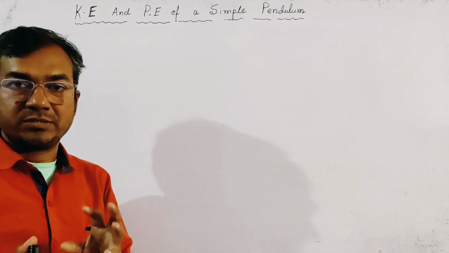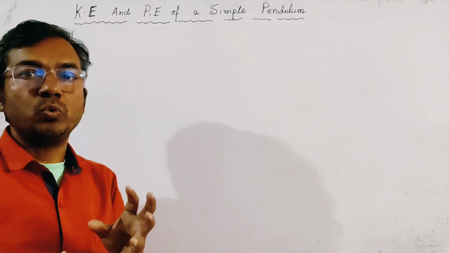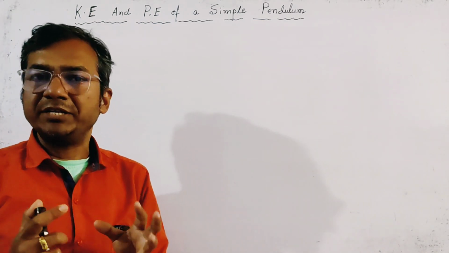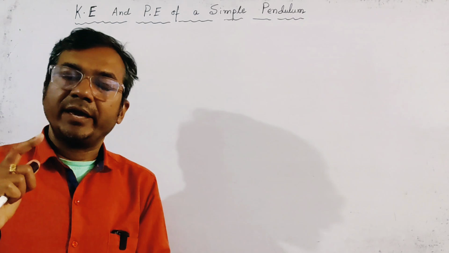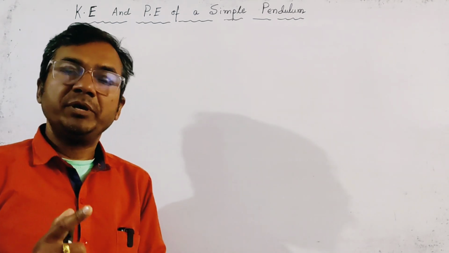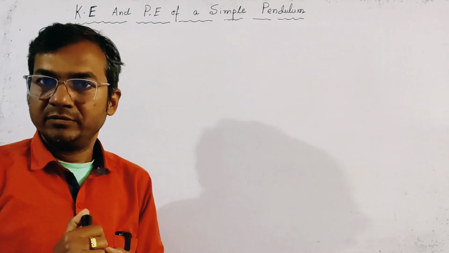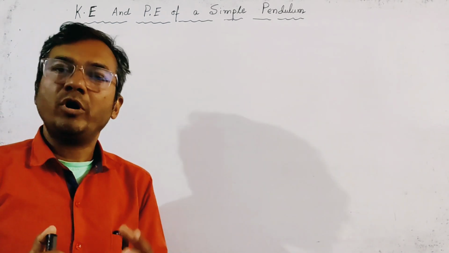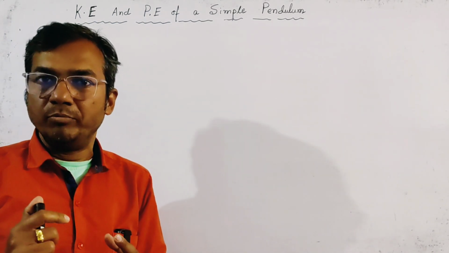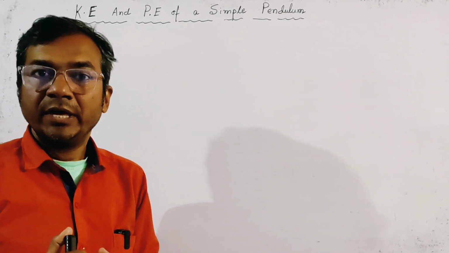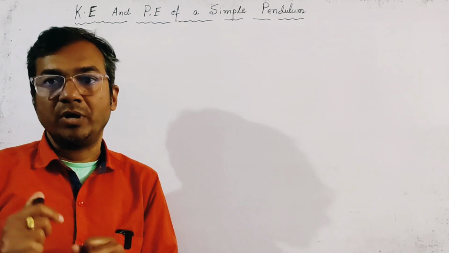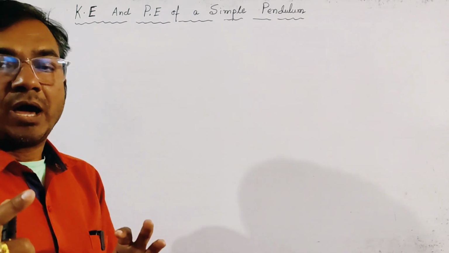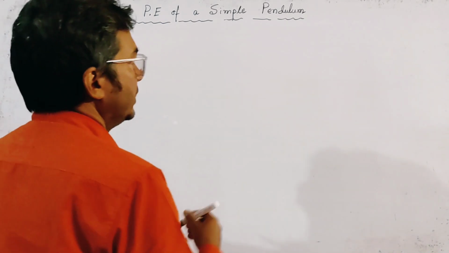If a heavy mass is attached to one end of a light string, and the other end of this string is fixed in the vertical plane, then the motion of the heavy mass, generally called the bob of the pendulum, is known as a simple pendulum. So we first try to draw a rough sketch of a simple pendulum.